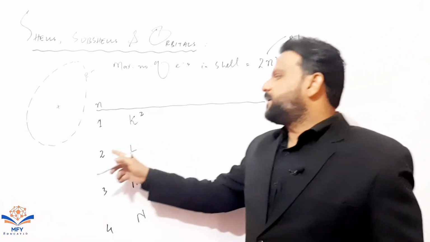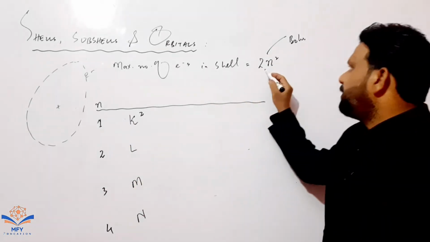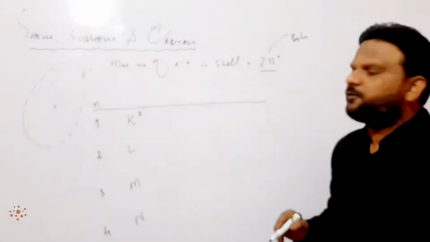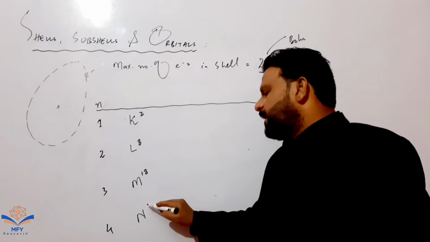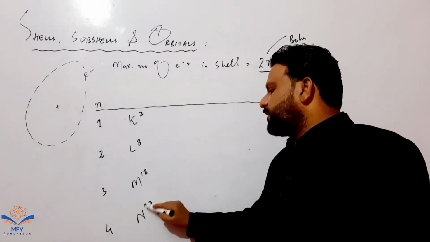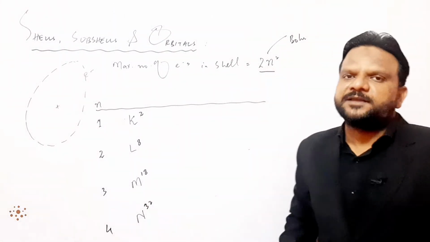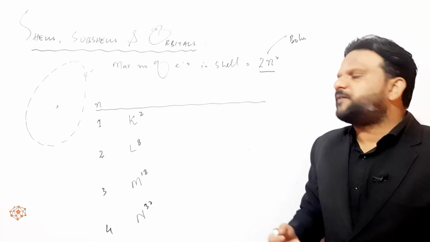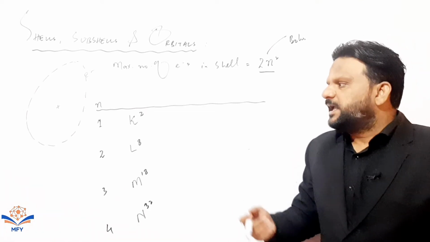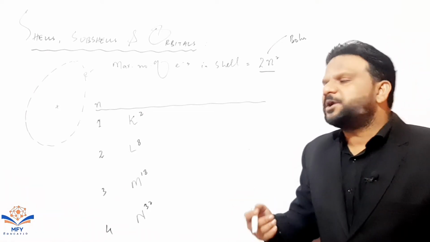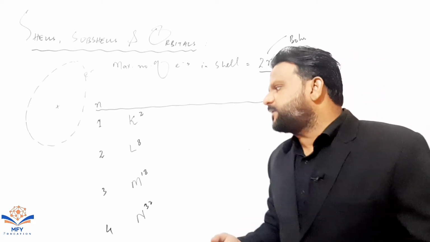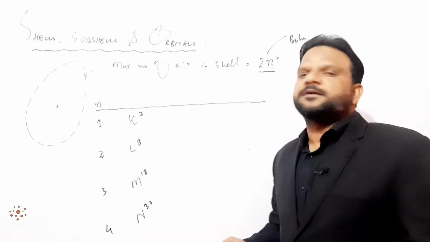If we put 2 in the formula, 2 square is 4, and 4 times 2 means 8. It means that L contains 8 electrons, M contains 18 electrons and N contains 32 electrons. By using Bohr's formula, 2n square, we can easily find the total number of electrons in a shell: K contains 2, L contains 8, M 18 and N 32.